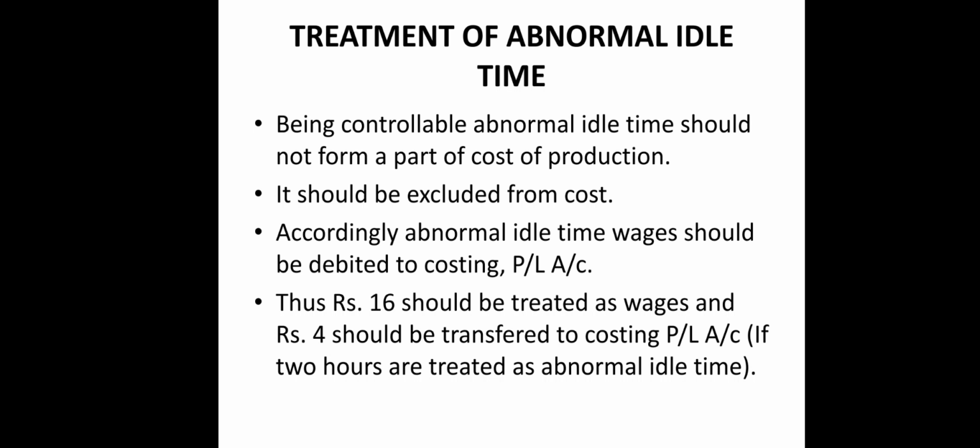Okay, understood? I hope you have understood how to treat abnormal idle time. That is, you simply debit the costing P&L account with the amount that we get by multiplying the abnormal idle time by the time rate.